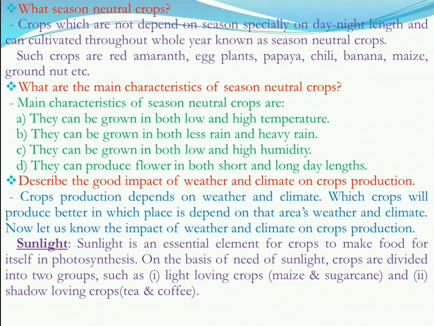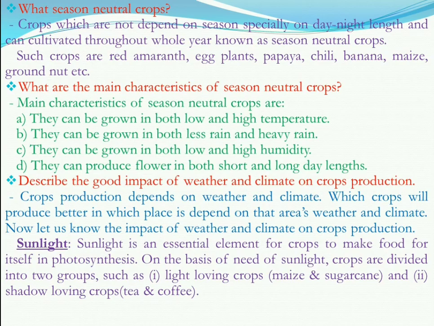On the basis of need for sunlight, crops are divided into two groups. Number one, light loving crops. That means in crop production they require light most of the time. And shadow loving plants, that means if there is not that much light, it is okay for their crop production. What are the examples of light loving crops? It is sugarcane and maize, and shadow loving crops are tea and coffee.